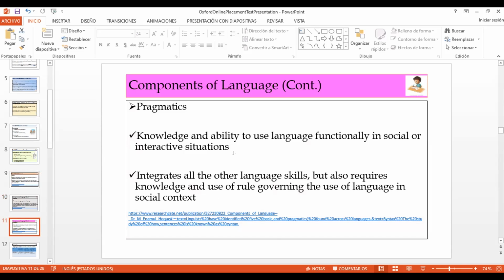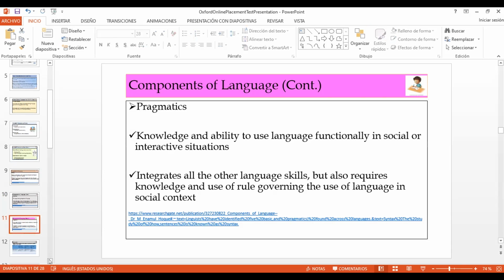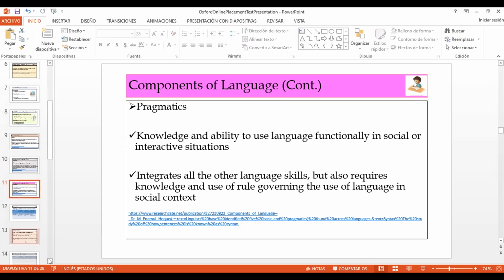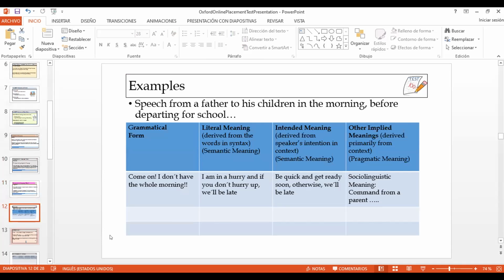And pragmatics is the ability to use that language in social situations. And so when do I use this language with the meaning I am implying? And you will see an example now. So you integrate everything, all of the rules, and the social context to imply a meaning. So it goes beyond. If you think of the language in circles, and I will show you the graphic organizer, pragmatics is the outer circle and encompasses everything within the language. So we see here this example.